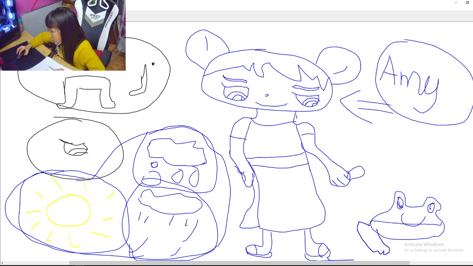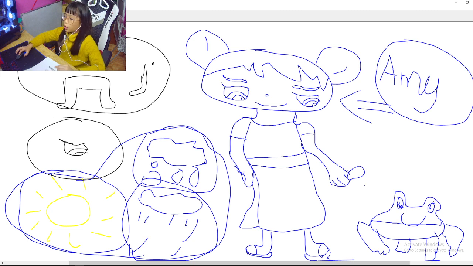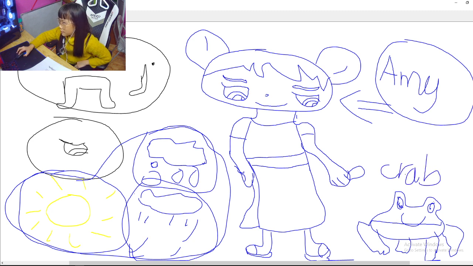I'm going to draw some legs of it. And then hands. I'm not really good at drawing on the computer. I just draw like this, for example, this is a crab, it looks like. It's more like a crab. And so she makes a thumbs up with the crab.